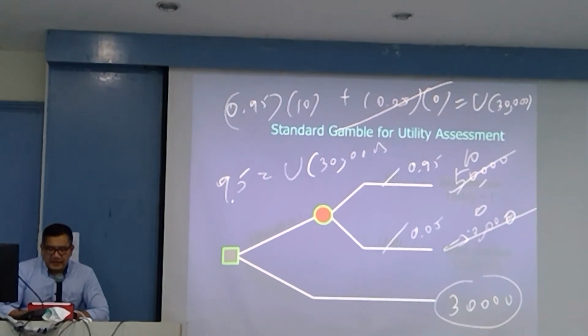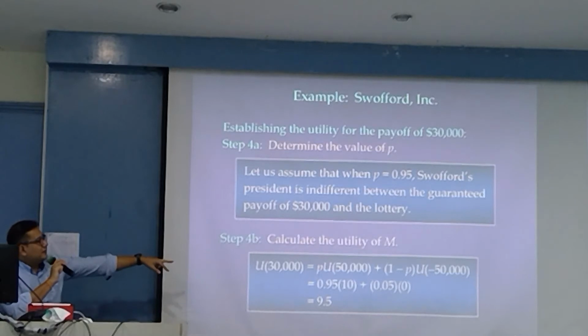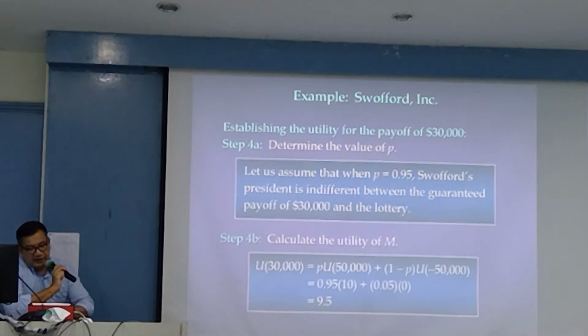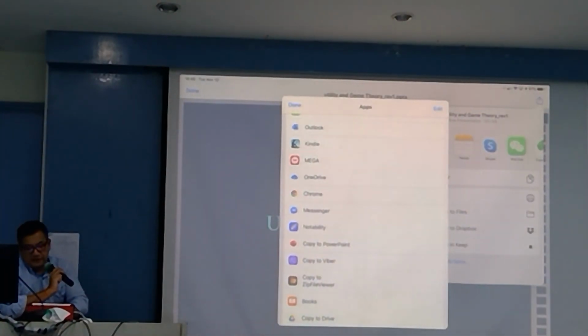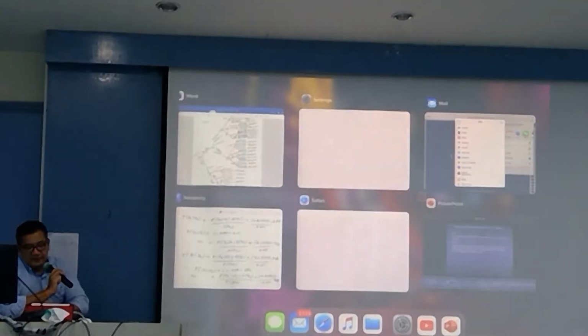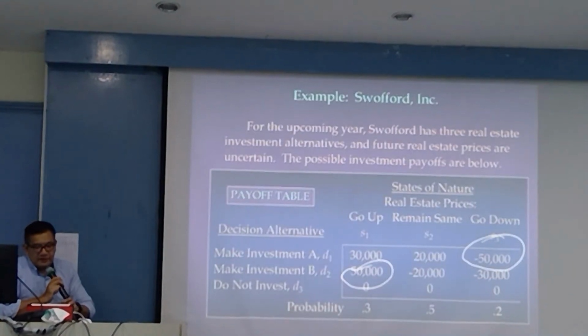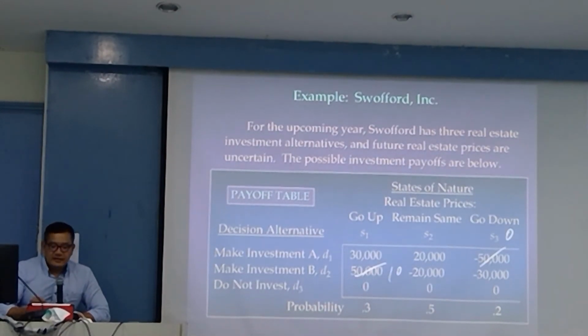So in this case, the utility value of money 30,000 will be equal to 9.5. We're using the same concept, right? And apply to every monetary value in the table. Now, we all know that the utility value for this one is 0. This one is 10. This one I just showed you is 9.5, right? So then you can calculate the others.